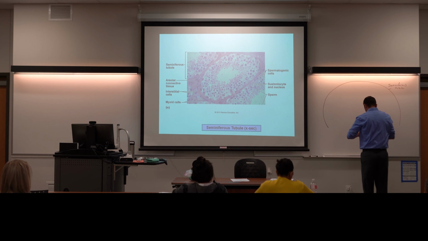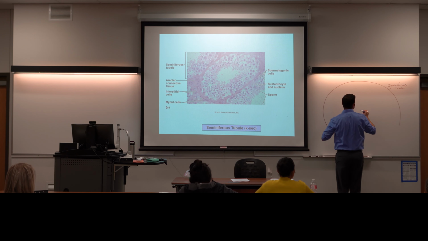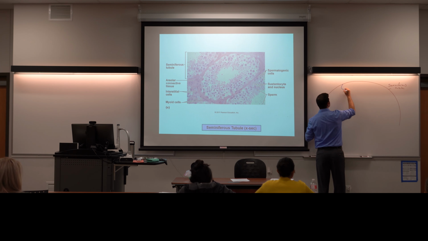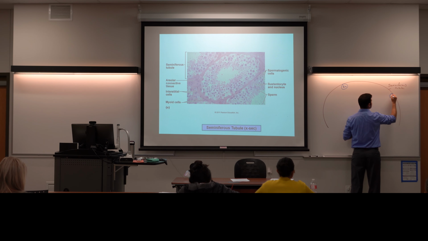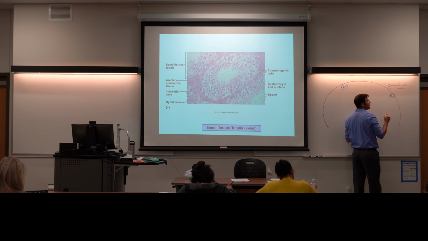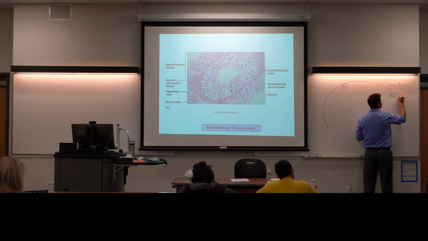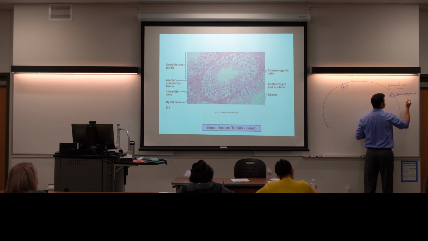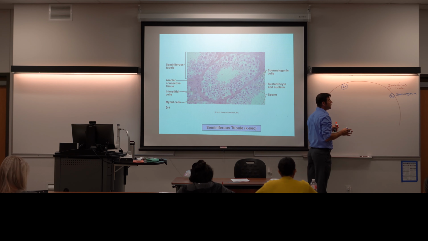This seminiferous tubule we're going to see is lined by a couple of different types of cells. I'll start by drawing these cells first. I'll put another one over here just for fun, and we're going to label this thing a spermatogonia.